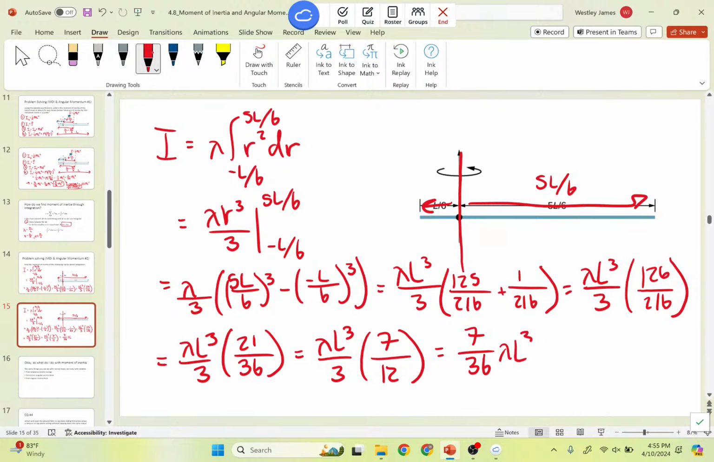And you look at this and say, that's not the same. Pull one of those L's out. This is the mass. Lambda times the length is the mass. We did it! Yay, calculus! Yay, derivations! This is how you calculate moment of inertia, and this is the easiest case. One-dimensional.